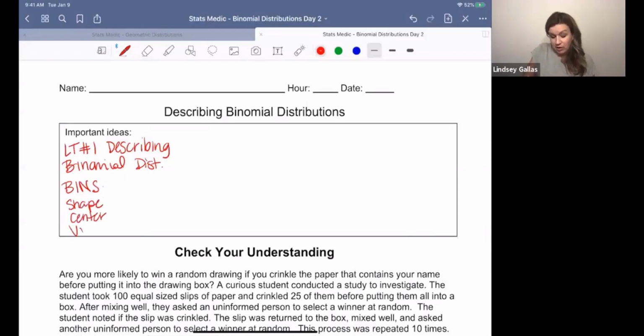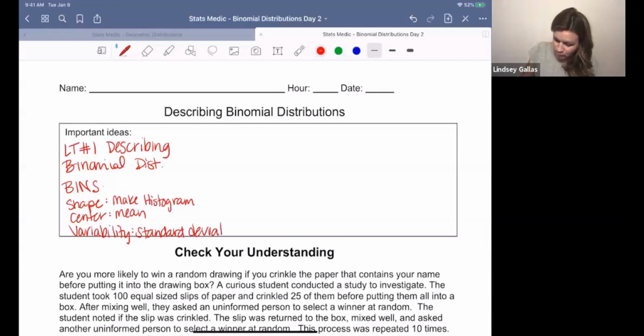Okay, so if you are asked to then describe, well, when you're describing, that means you need to do shape, center, and variability. So if you're asked to describe the shape, with this, I would recommend just making a histogram. You could make a table like we did on the front page and then turn that into a histogram to decide what the shape looks like. The center, you're going to talk about the mean. And then the variability, you're going to talk about the standard deviation. And now we have rules for that mean and standard deviation. So we'll add that. That was our second learning target.